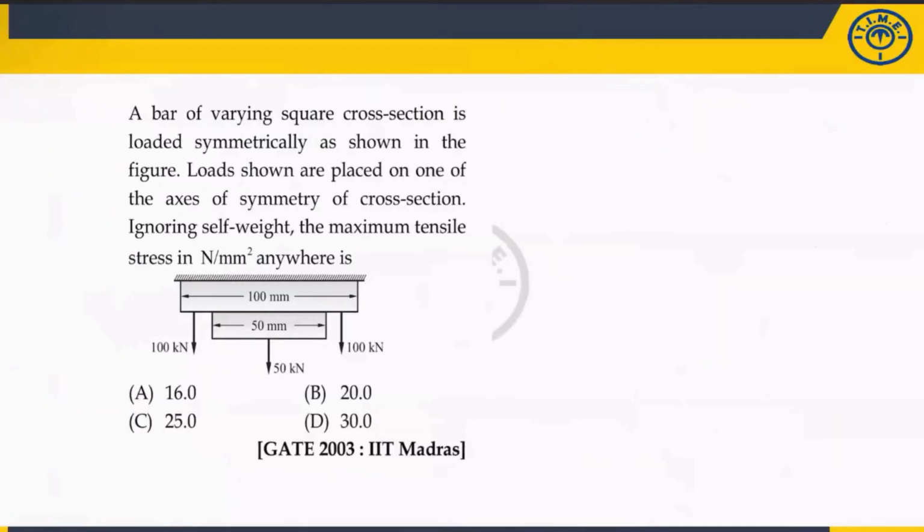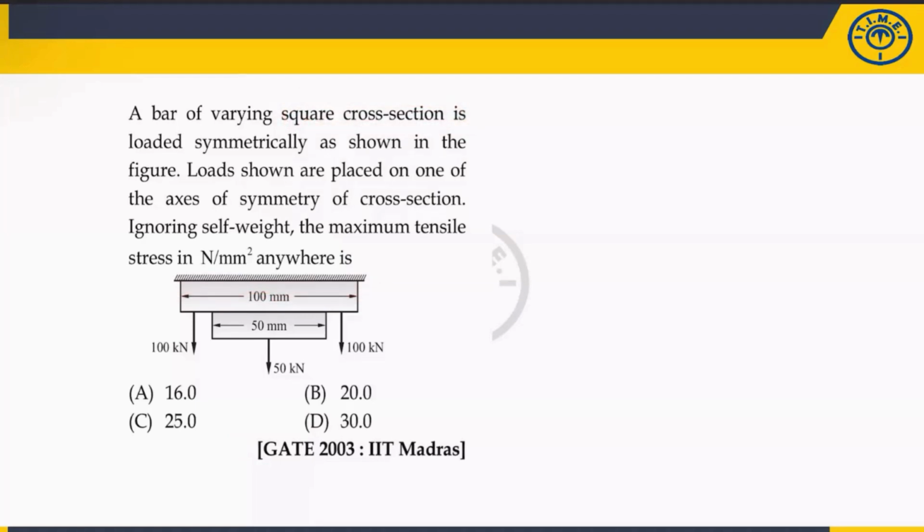So this question was asked in GATE 2003. What you have to do is calculate the maximum tensile stress. It has a square cross section, meaning whatever the dimension is here, the same dimension will be at the back end.